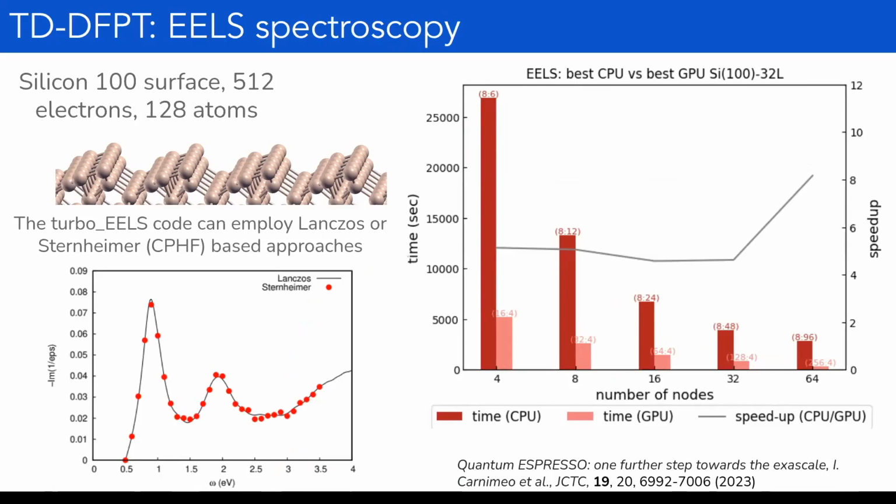Again, here you can see the same comparison, and also for the spectrum, you can see on average a factor of 5 to 6 times faster when you run on GPUs rather than running on CPUs.